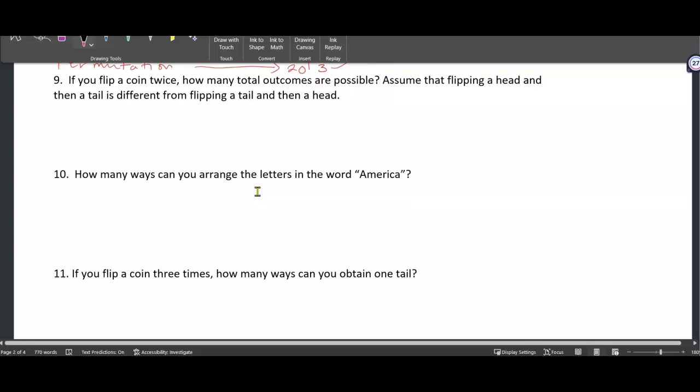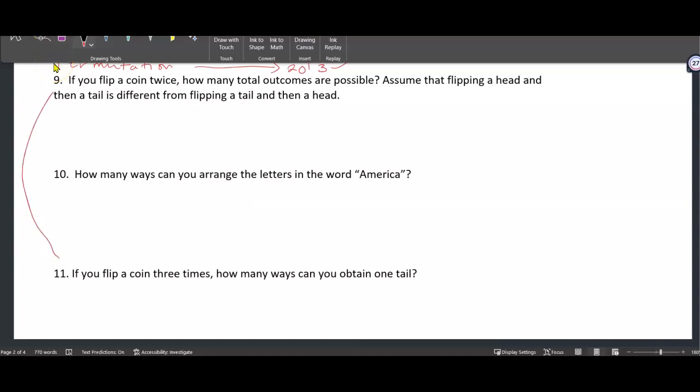Okay, number 9. I want to do number 9 and number 11 together to tell the difference, because it's all flipping a coin. Then I will do number 10. So when you are flipping the coin twice, it means you have 2 tasks, right? 2 actions, so you have 2 tasks.